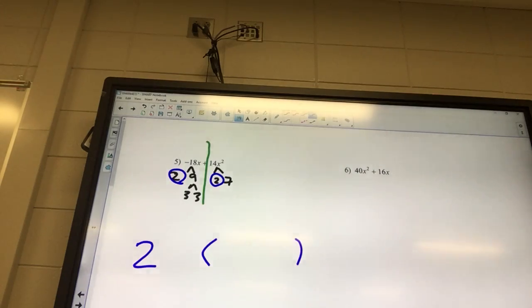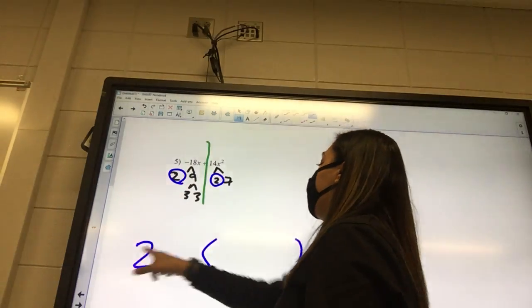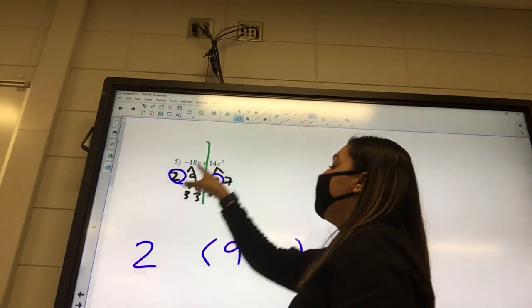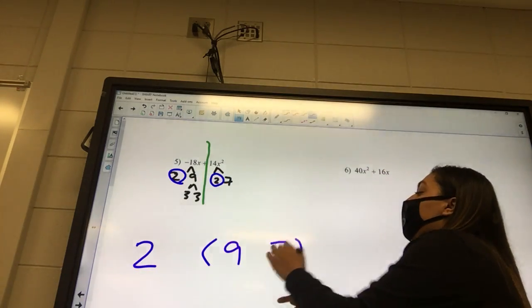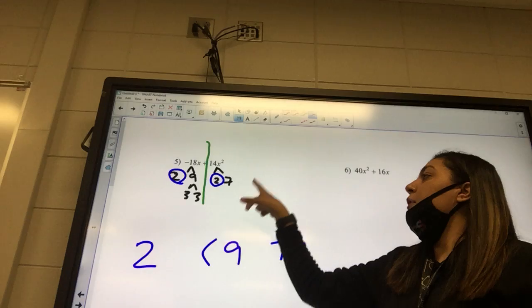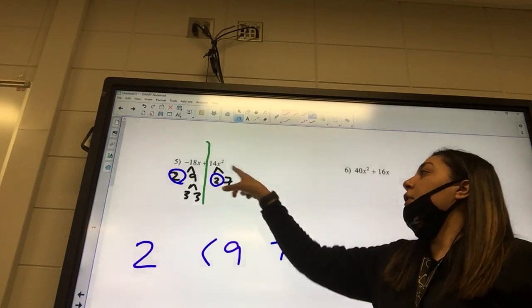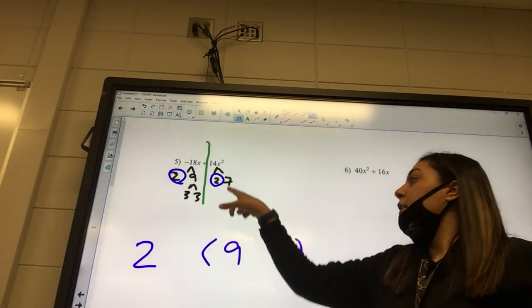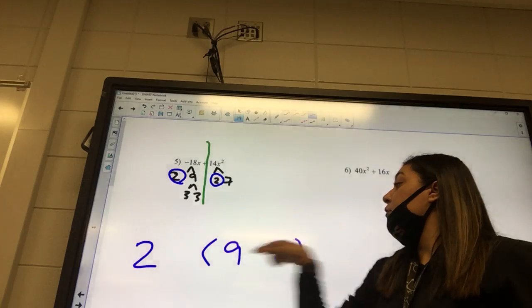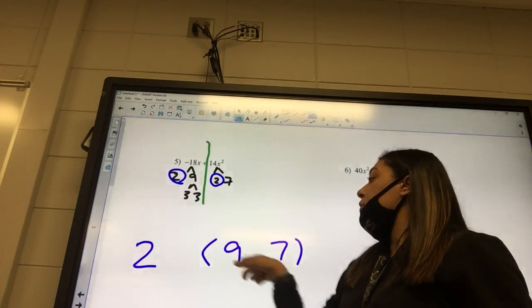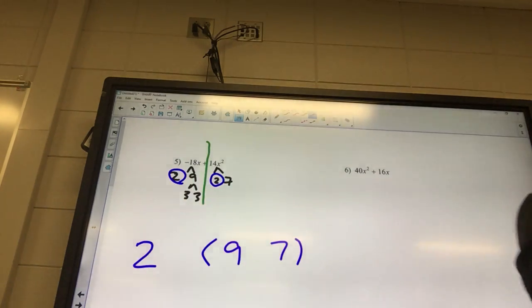Okay, what do we do next? Divide. 18 divided by 2 is 9. Good. 14 divided by 2 is 7. What do you notice? What's left up here? Look at your factors. We got a 2 and a 7, and then this one, you got a 2 and a 9. So you can kind of use whatever's left.